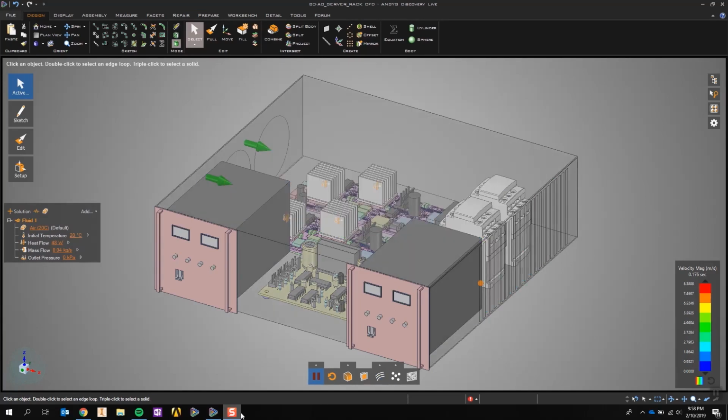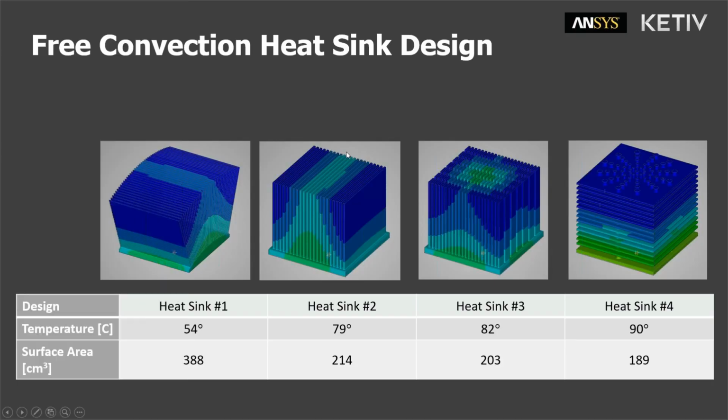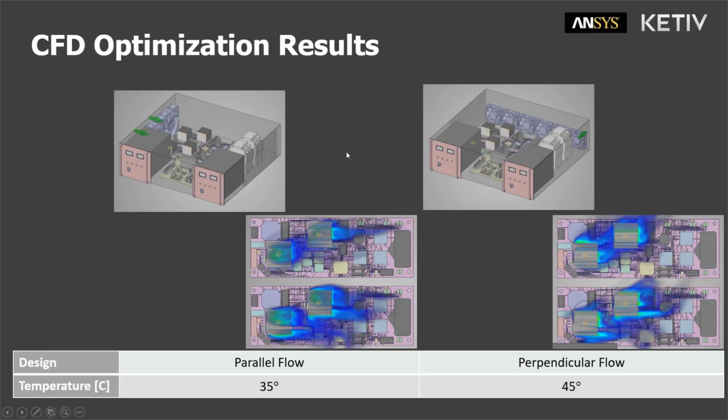Let's compare and look at the two configurations we've designed. The following table shows the average temperature around our heat sinks. With parallel flow, we managed to lower our temperatures by 10 degrees Celsius. With 7 hours before your design review, you can just sit back and have a nice cold one, thanks to Discovery Live.